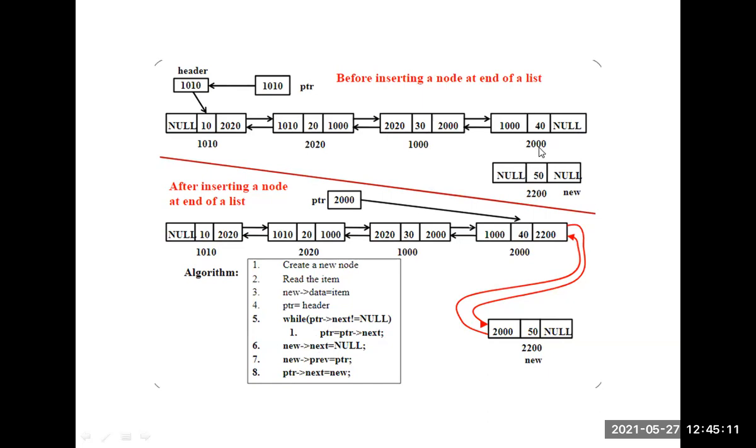So that is 2000. In this 2000 of next, which is null, we store the address of the new node. So that new node is new. This one we call new of previous equal to PTR. So PTR is 2000. Then PTR of next equal to new. Okay, clear students? So just store here, this one we call previous.